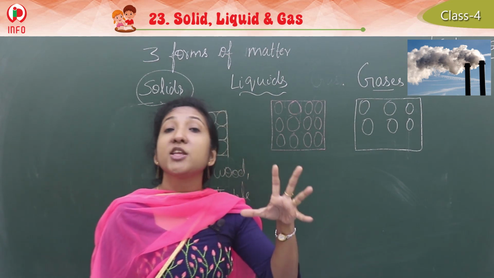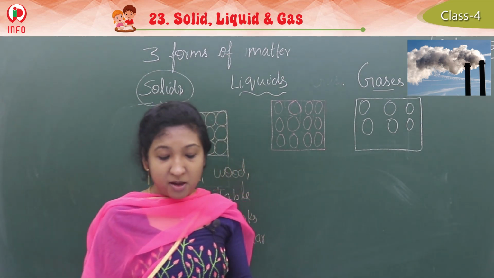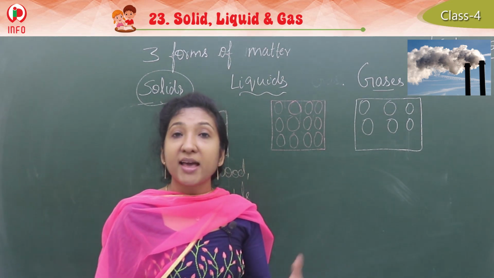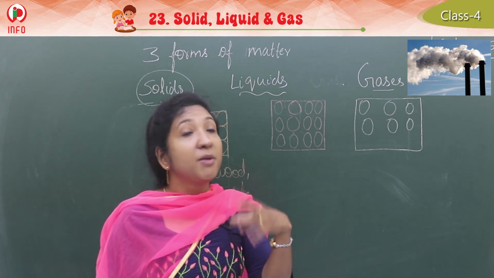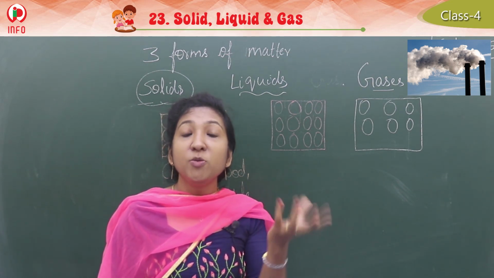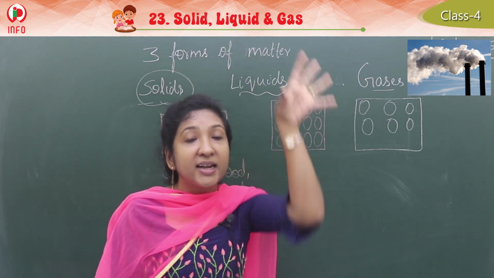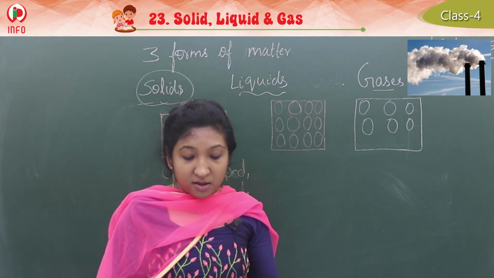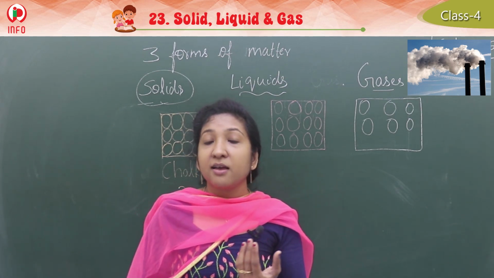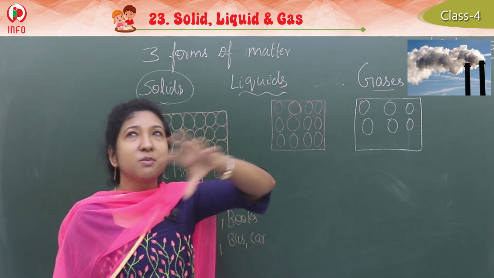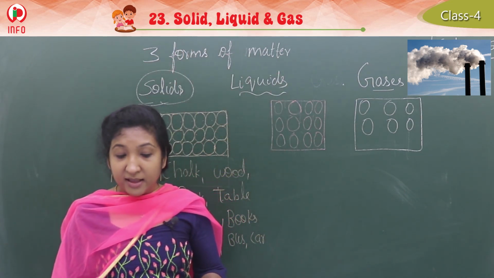They don't have any definite shape, and they occupy the entire shape of the vessel in which they are kept. If you take a balloon, inside the balloon gas is there. So what is the shape of the balloon? That entire shape it will take. When smoke comes out of the chimney, once it comes out, it spreads over the whole area. So that's about gas.